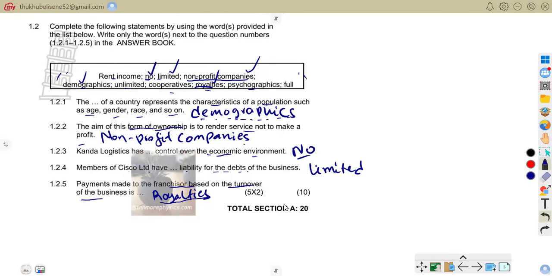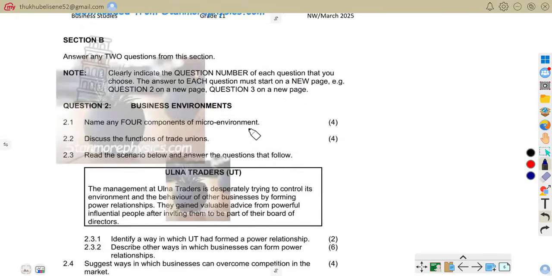So now let us move on to section B. In section B we are to answer 2 questions from this section. But as we are trying to prepare and make you fit for the coming test of term 1, and also the examination, we are to attend all these questions.